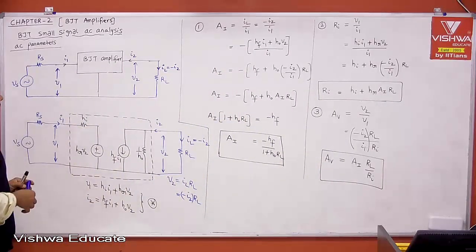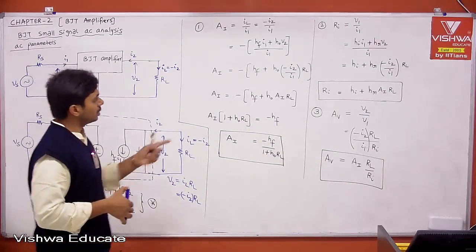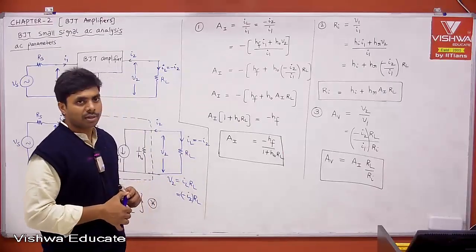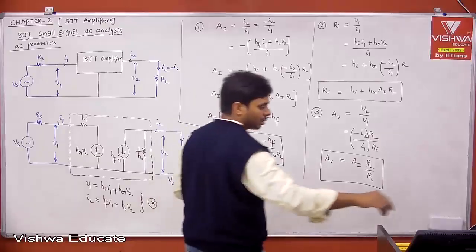In the last session we had seen the first three AC parameters. Now we need to see the fourth one, the output impedance. Okay, now let's see. Let me erase.